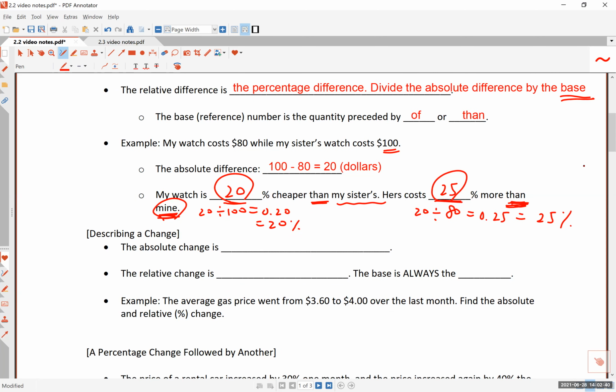Okay, so describing the change. Let's talk about describing changes. This change is, of course, something that takes place with respect to time. So the old price or old value, what used to be old, now becomes that which is new. Old and new. And so the old value is always going to be the base number when describing a change. The absolute difference, let's go ahead and write this down.